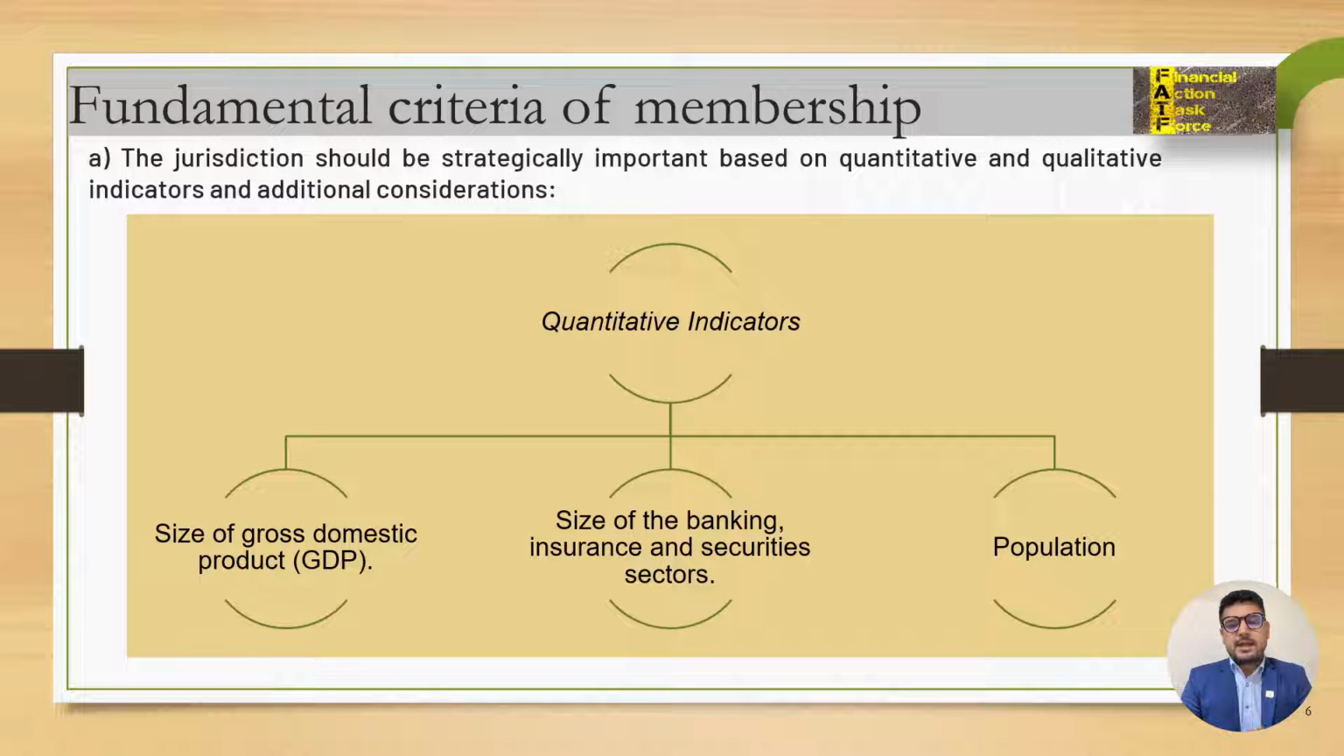Then the size of the banking, insurance, and securities sectors. New financial institution openings should be considered, and size matters as well. There is also a factor like population. FATF observes how large the population of the jurisdiction is, and they research different perspectives of the population, like their living standard and their education level. Many other things are also important.